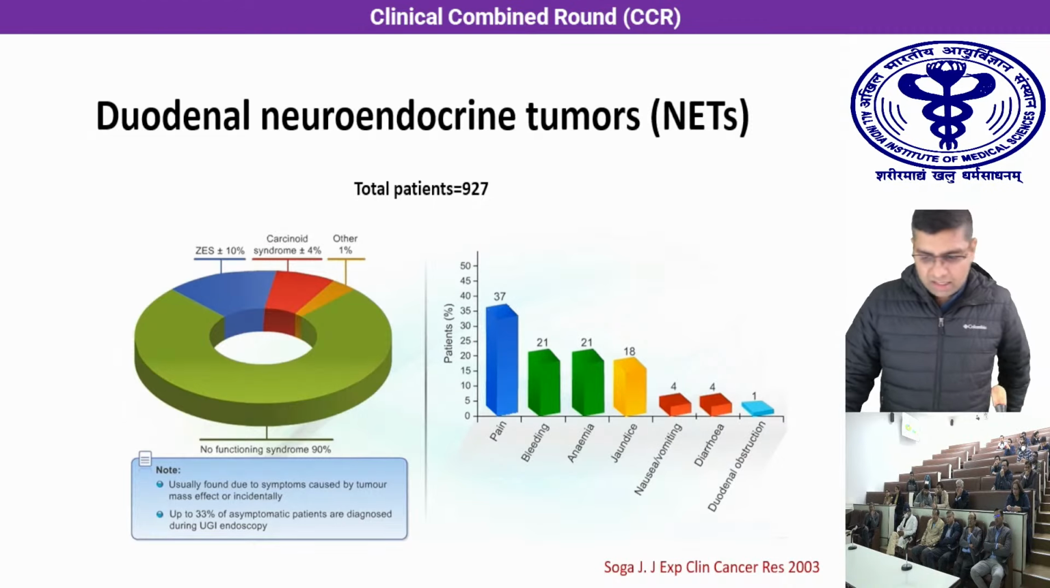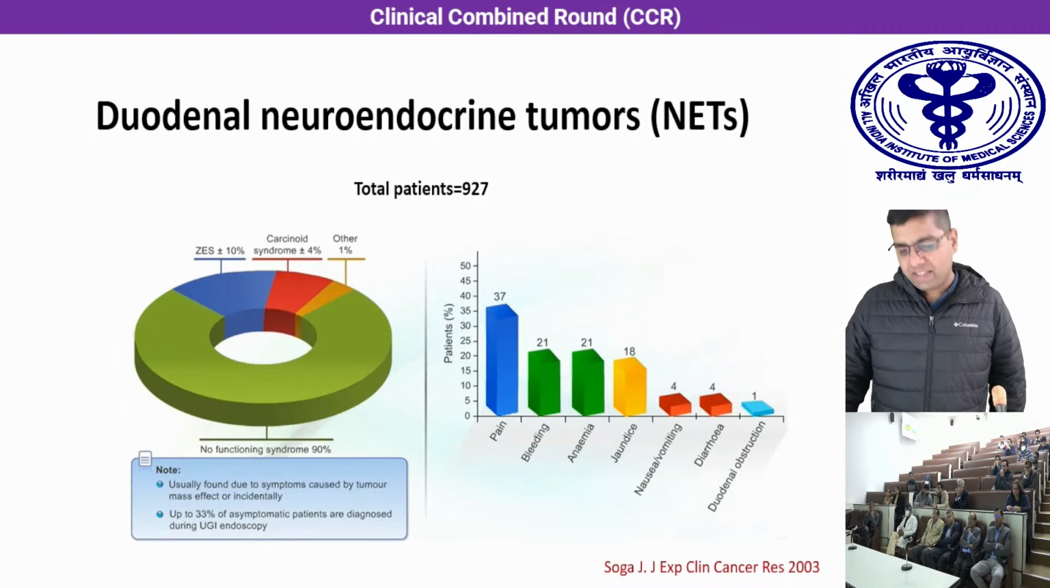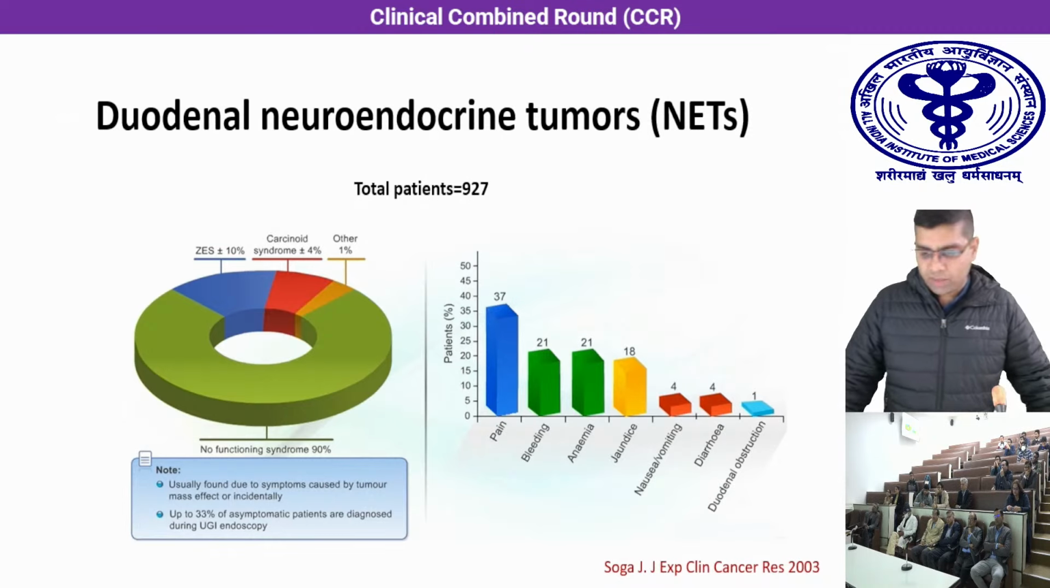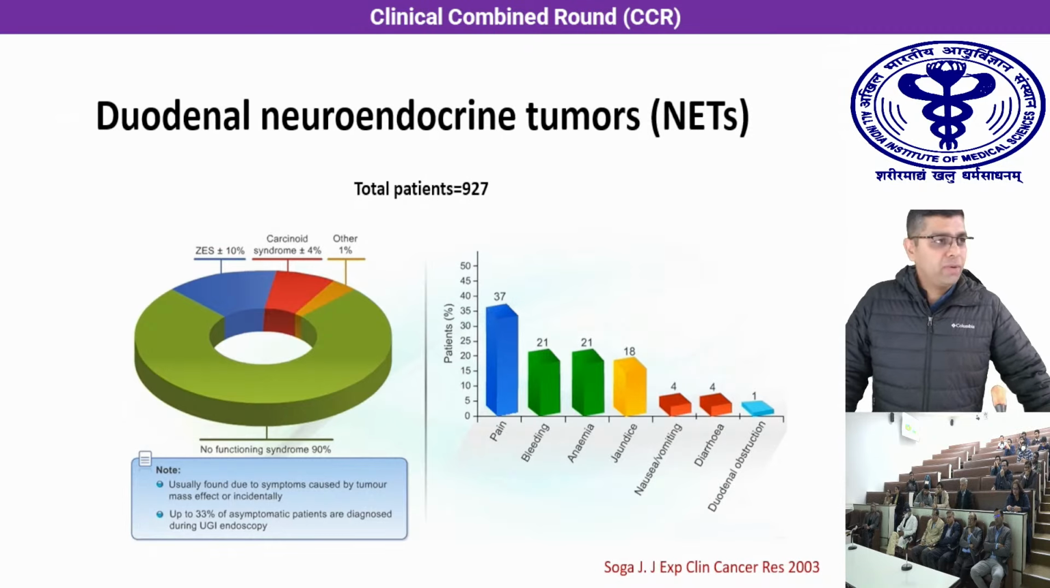According to this large series of 927 patients of duodenal neuroendocrine tumors, most of the duodenal neuroendocrine tumors are non-functional, that is around 90%. 10% of the duodenal entities can present as a gastrinoma, and 4% of the duodenal entities can present as carcinoid syndrome.